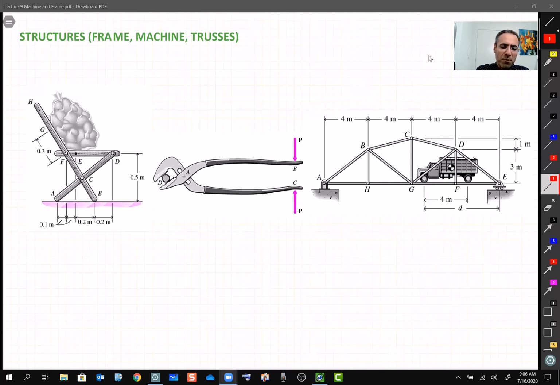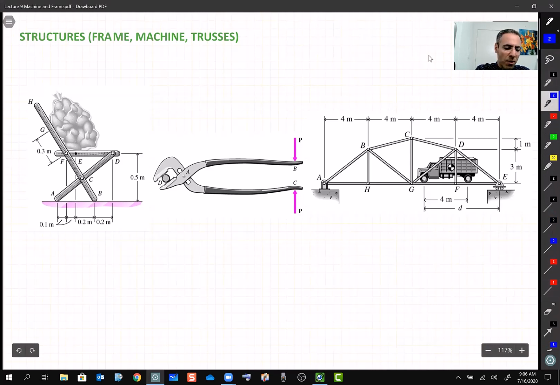A frame is more like a fixed structure. There is no moving part in it. Like this chair, we can consider it a frame. It has several parts, you see this link and the other links, which are all pinned together or maybe bolted together, and there is this bag on top of that. So we call it a frame. No parts here are moving. Everything is fixed together.